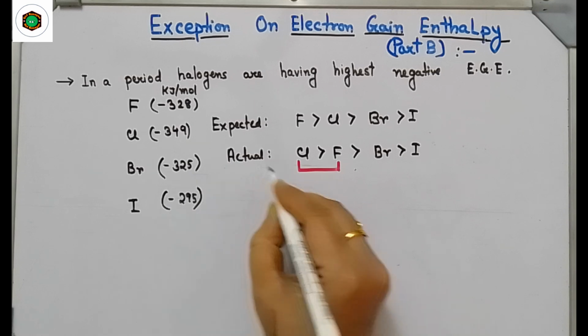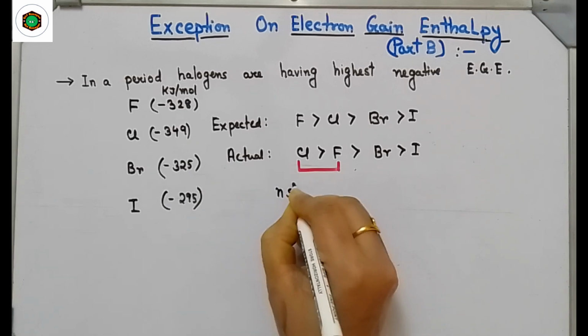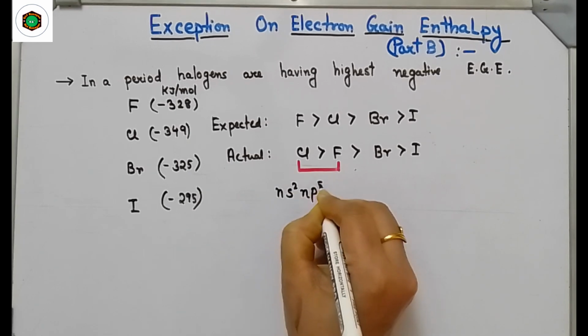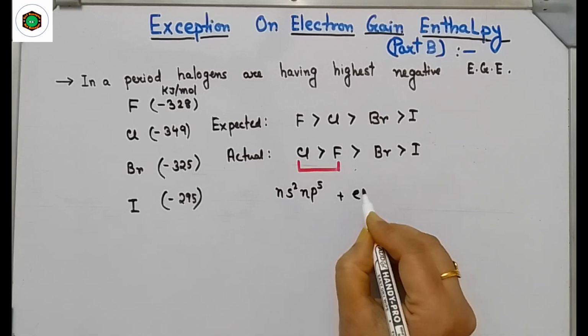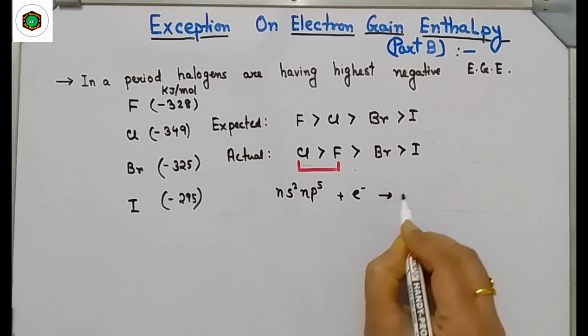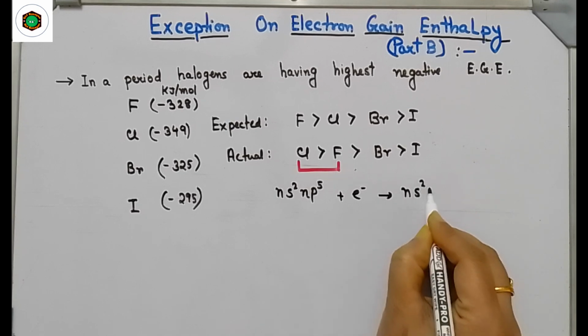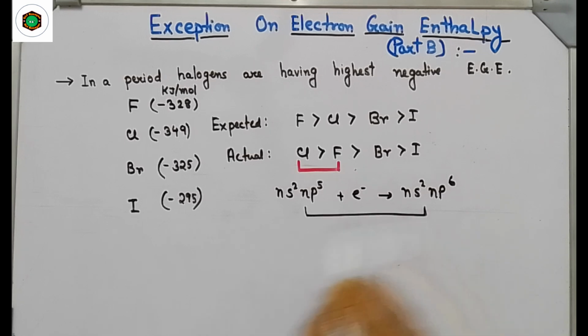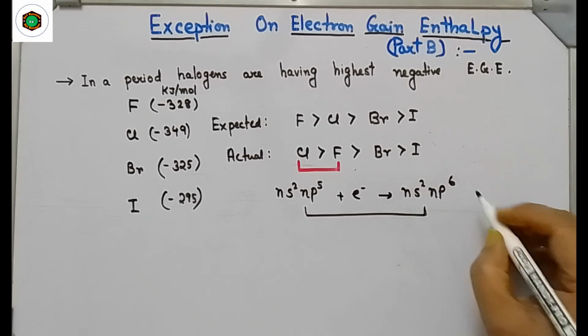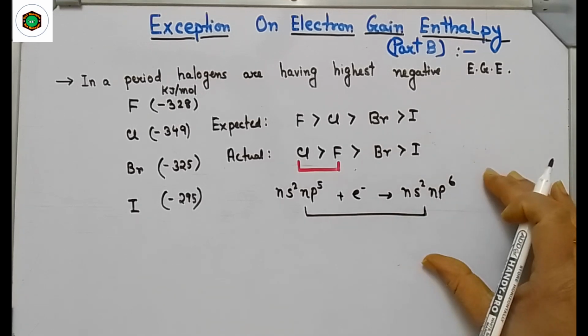First you see, all have ns2 np5 electronic configuration. So if you add one electron, what will happen? It will get the nearest noble gas electronic configuration. So this is a highly favorable process. That's why all values are negative. Addition of an electron is a highly favorable process.